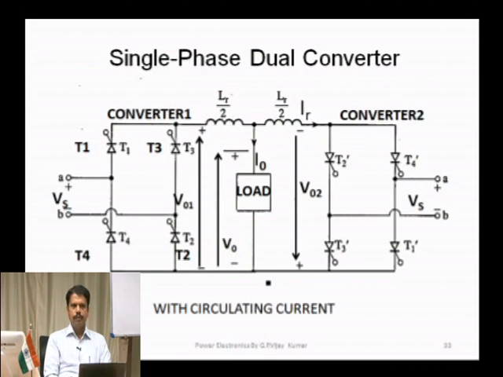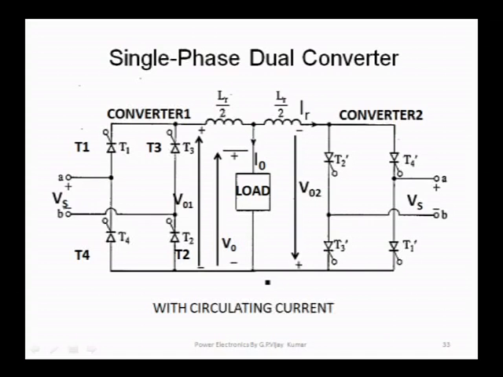Now, let us take up the single phase dual converter. In the full converter we have seen two quadrant operation, rectifier operation and inverter operation. So, if I want dual converter operation, you can use two full converters back to back. See, this is converter 1, this is converter 2. See the direction, this is anti-parallel.